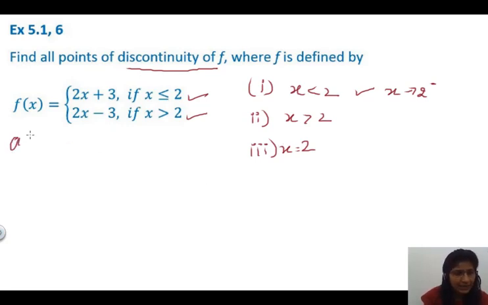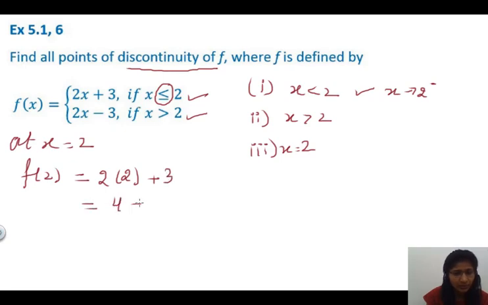Like at x equal to 2, you are going to check f of 2. As you can see, there is an equal to sign here. So the function is 2x plus 3. Instead of x, you have to place 2. So 2 plus 2 into 2 is 4 plus 3. The answer is 7.